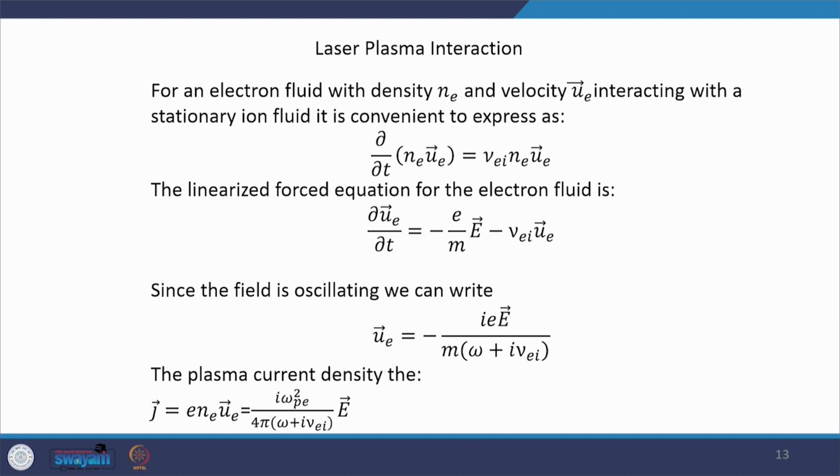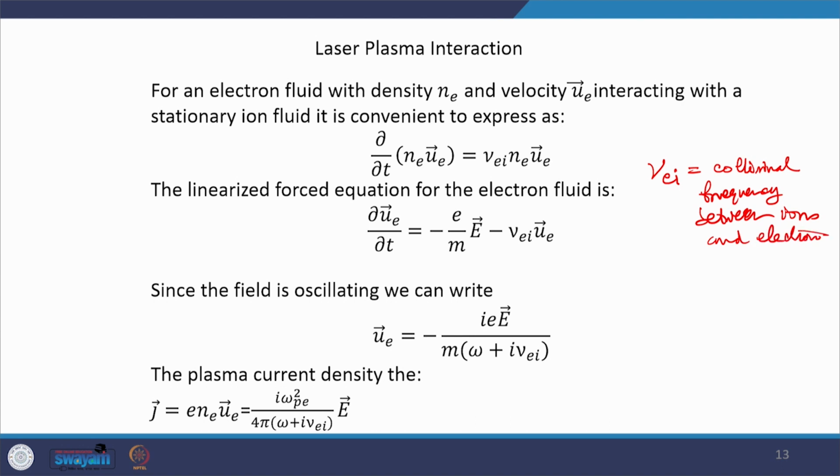In that case, when the electron-ion collisions take place, we can use the equation del by del t of Ne ue equal to the momentum transfer due to those collisions. Here Ne nu ei is the collision frequency between ions and electrons.